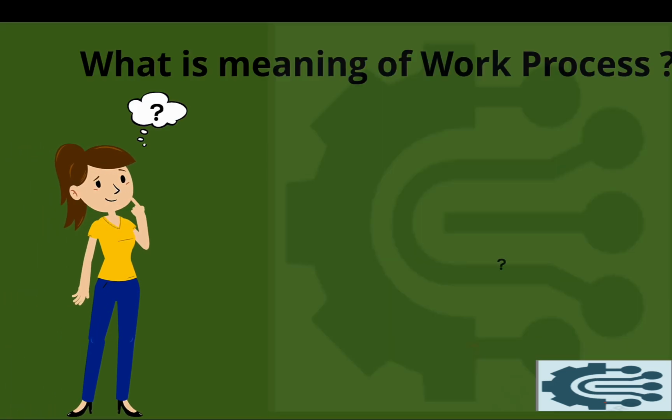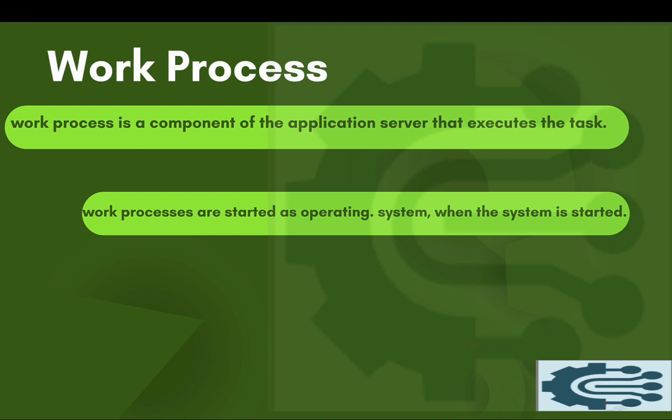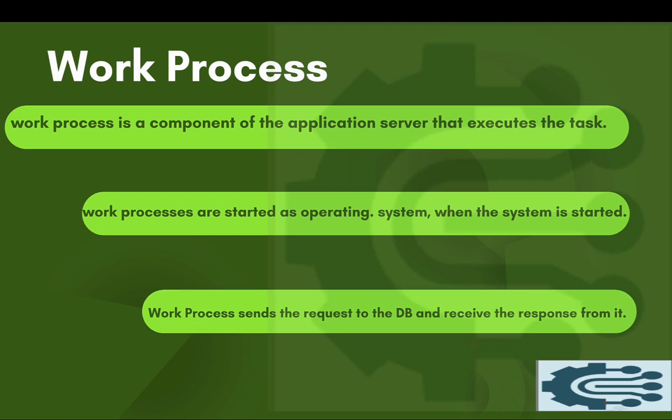What is the meaning of work processes? Work process is a component of the application layer that performs specific tasks and functions. Work processes are responsible for processing requests from clients, accessing data in the database, and returning results to the client.